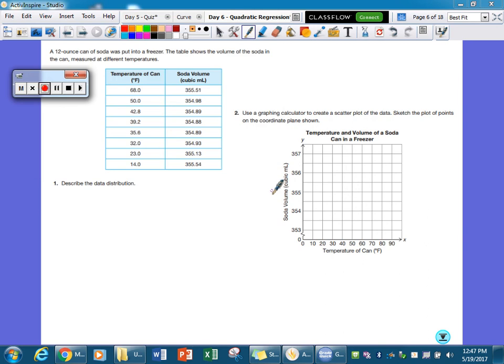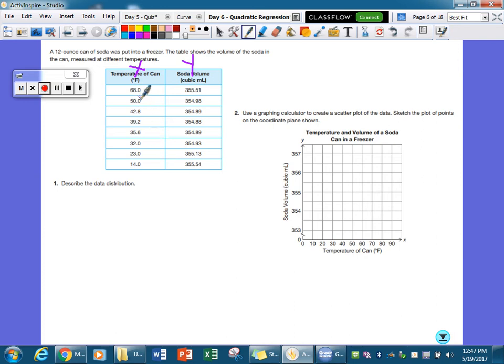Okay, so as we just talked about in our objective, we're focusing on just the quadratic regression today. So the stat over 5 enter is what we're focusing on, and we're going to look at some of the patterns that quadratic shows. Our situation here is a 12-ounce can of soda was put into a freezer. The table shows the volume of the soda in the can measured at different temperatures. So our temperature is going to be our x, and our volume is our y.